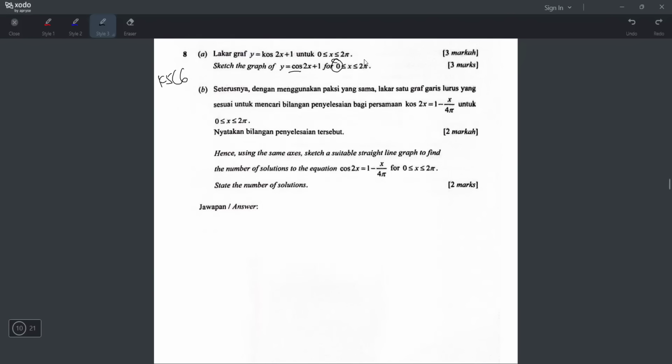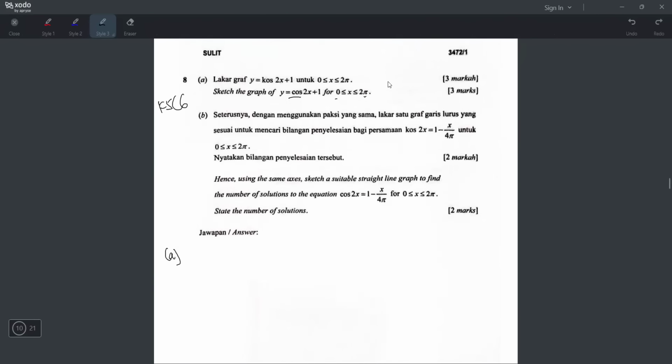That means I don't have to erase any extra part later. 0 until 2 pi means 0 until 360, so we don't have to erase anything. Just do for 360. So I will try to draw this now. The way I always teach my students is, before you draw any graph, not just the trigonometric graph, you should always know how the shape looks like. You need to have a rough idea of the shape and also the position, the x-intercept, the y-intercept, before drawing it.